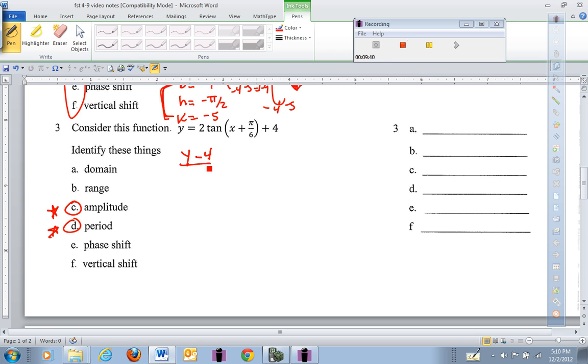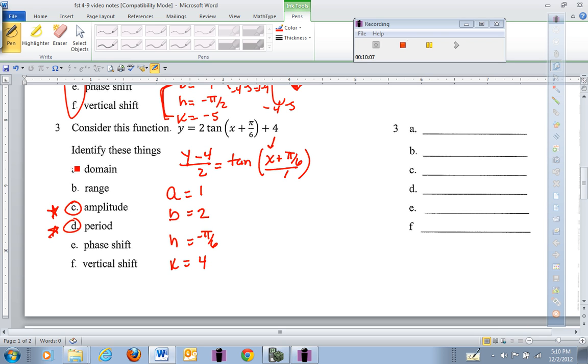Y minus 4 divided by 2, the tangent of x plus pi over 6. Okay, you're going to notice that the coefficient of x is already 1, so it's like having this all over 1, isn't it? Alright, so let's go ahead and write down A, B, H, and K. From the formula, A would be 1, b would be 2, h would be negative pi over 6, right? And k would be 4.